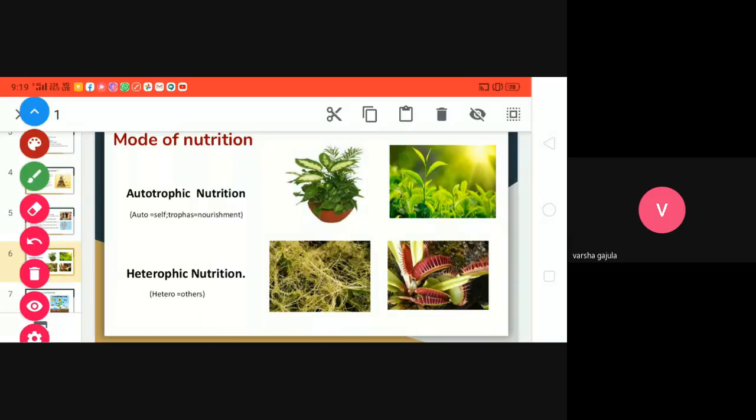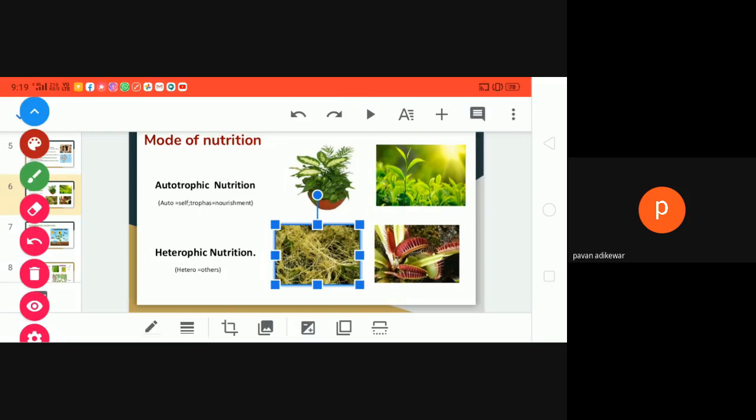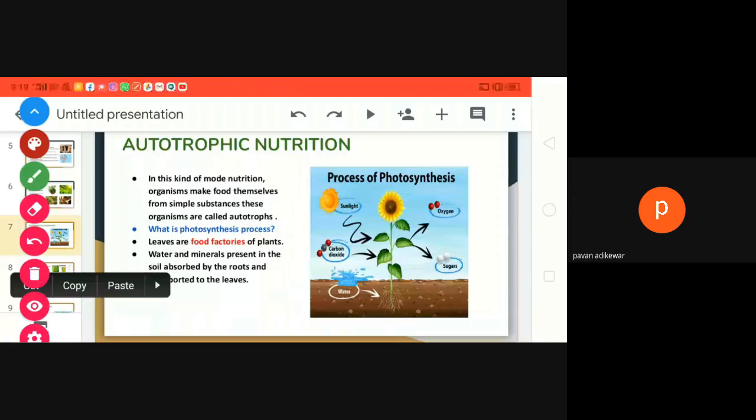Next, first we are going to learn about autotrophic nutrition. Just a minute, students. Okay, what is meant by autotrophic nutrition? The organisms which prepare their food, their nutrients by their own, is called autotrophic nutrition, right? Is it clear?